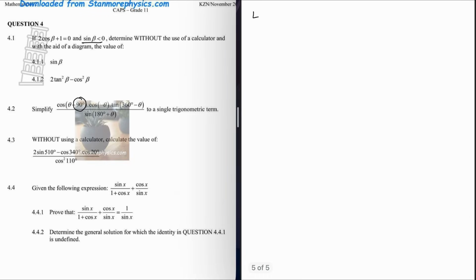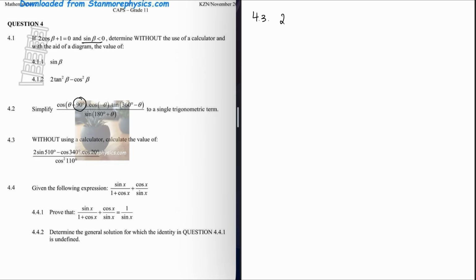Moving on to question 4.3. Without using a calculator, calculate the value of 2 sine 510 minus cos of 340 times cos of 20, and then that's all divided by cos squared 110 degrees. So let's begin.